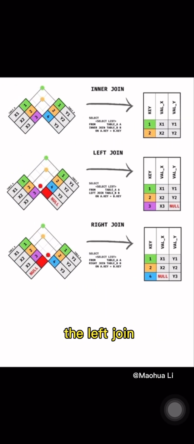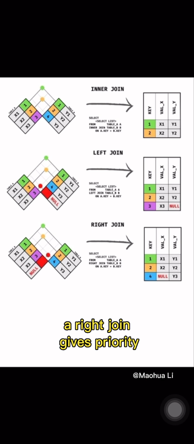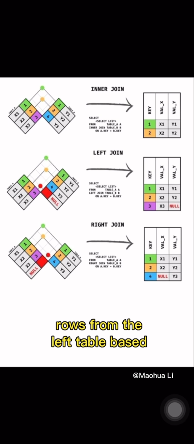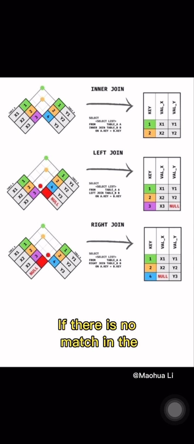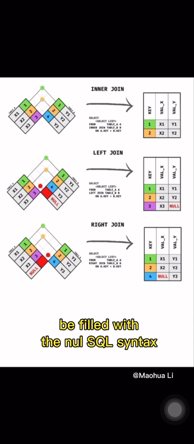Right join. Principle. Opposite to the left join. A right join gives priority to the right table, Table B. It returns all rows from the right table and the matching rows from the left table based on the join key. If there is no match in the left table, the corresponding columns will be filled with null.